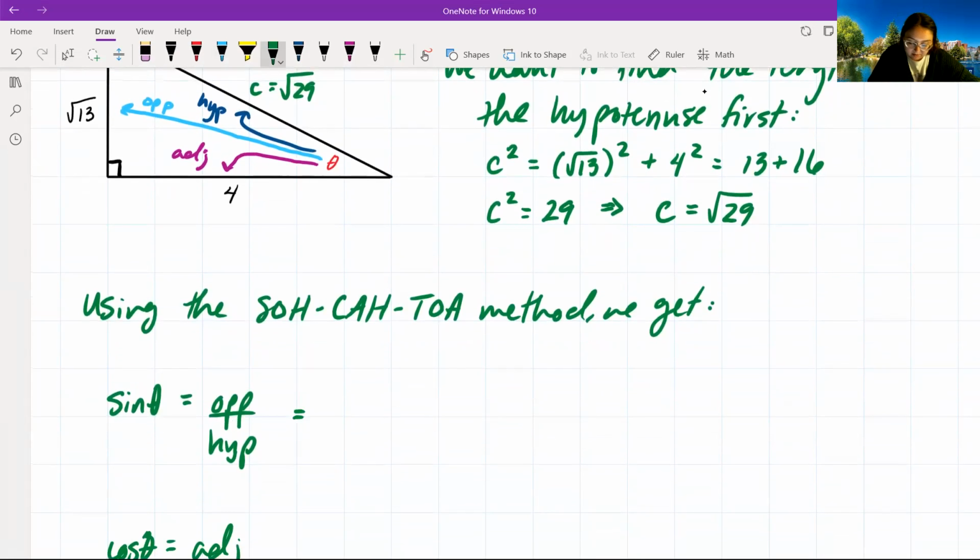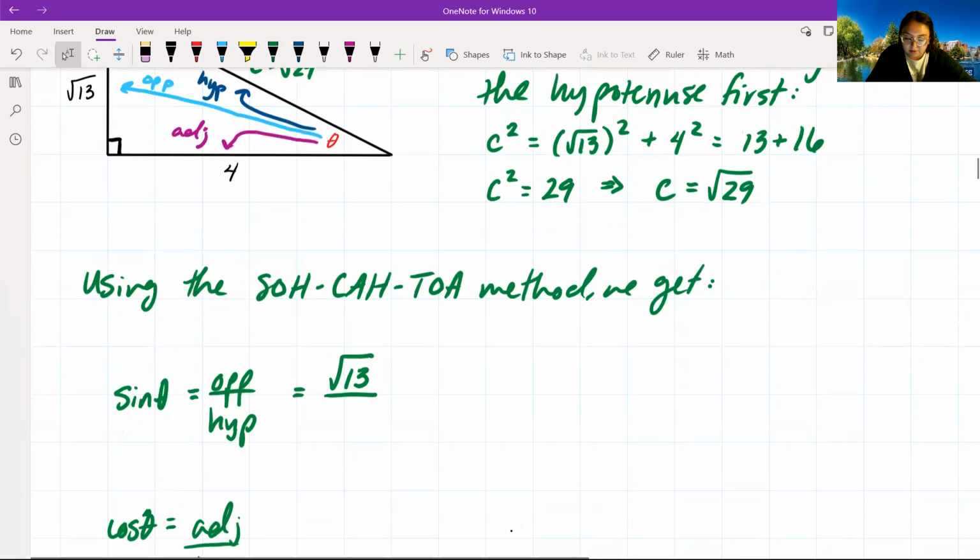So sine of theta is equal to opposite over adjacent. Sorry, opposite over hypotenuse. Oops, that's changing. Opposite over hypotenuse is sine of theta. This means that we'll take our opposite value, which is the square root of 13, and divide by the value of our hypotenuse, which is going to be the square root of 29.